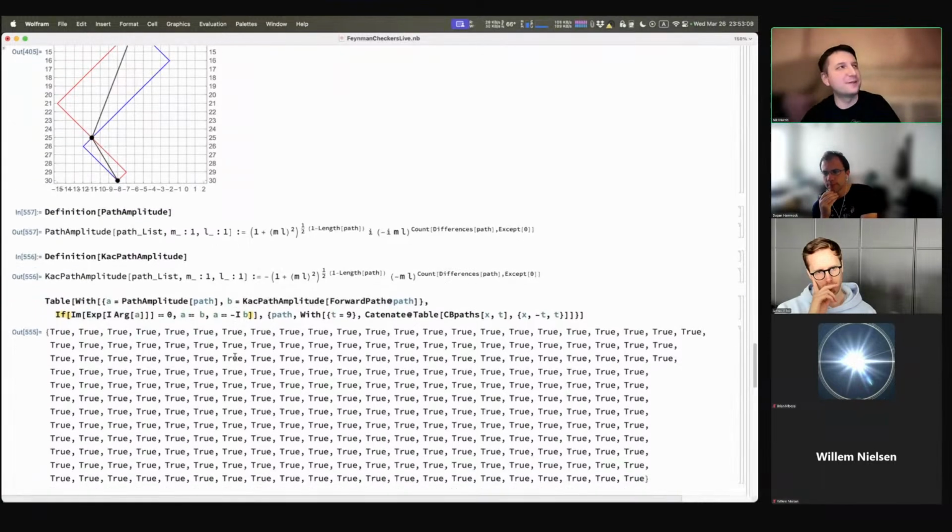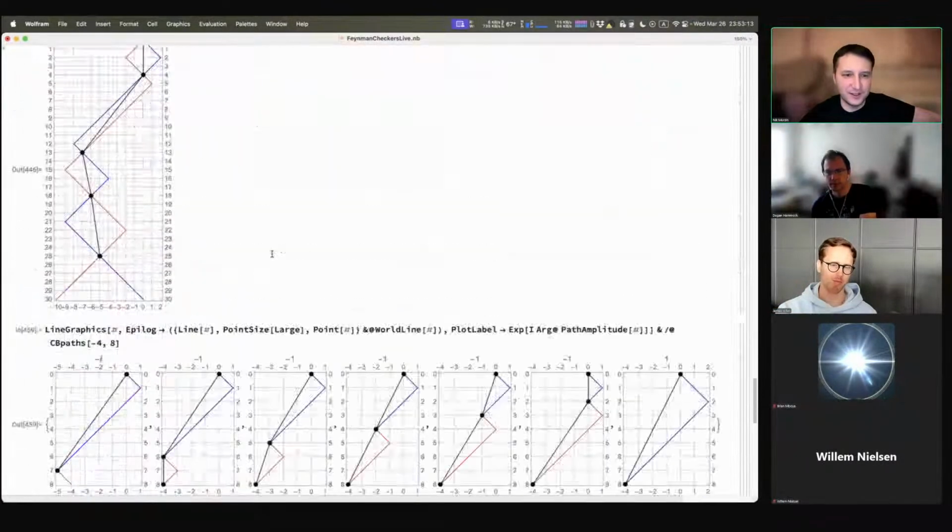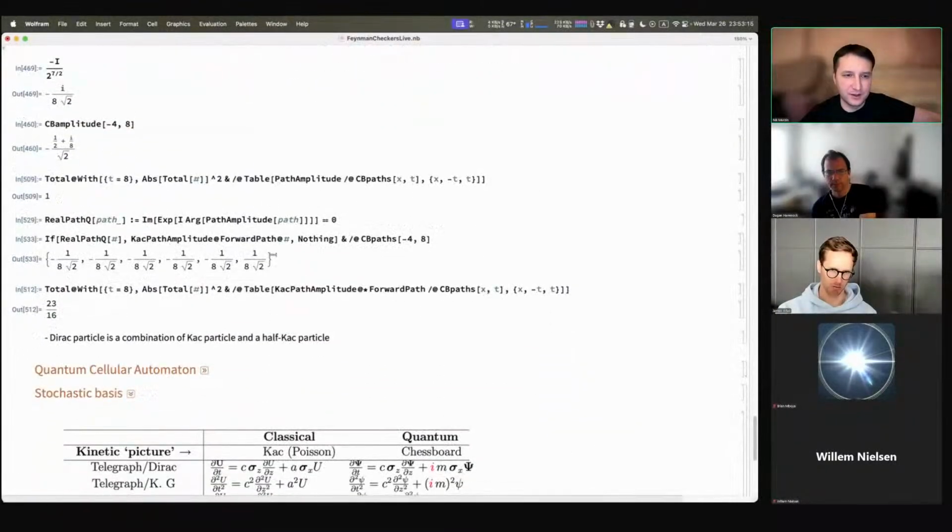So if you want some nice physical interpretation, you can think of the Dirac particle as some combination of the Scott's particle, which is a classical, random-walk-doing particle, and some half version of it.